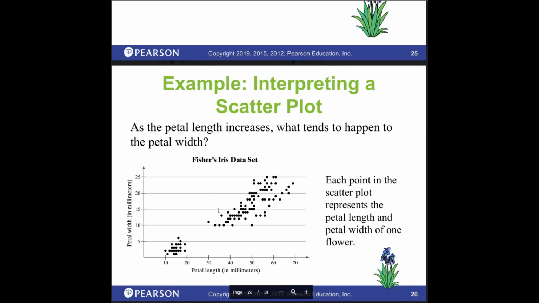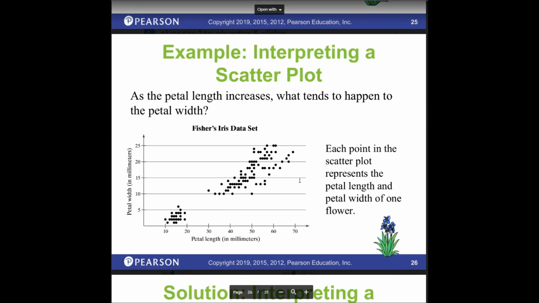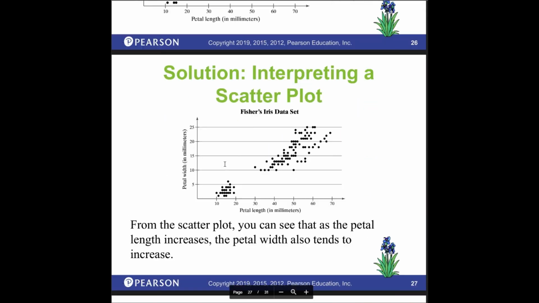And then over here we're going to graph it in the scatter plot. So as the petal length increases, what tends to happen to the petal width? Each point in the scatter plot represents the petal length and petal width of one flower. Over here, the x-axis is the petal length and the y-axis is the petal width. And as you can see, the numbers are shown. From the scatter plot, you can see that as the petal length increases, the petal width also tends to increase.